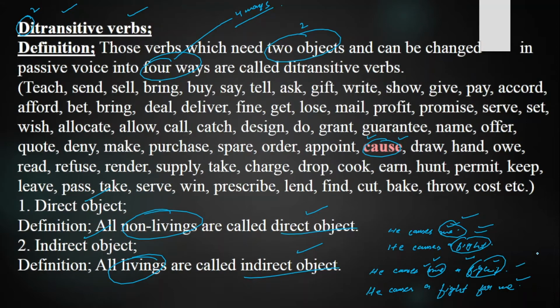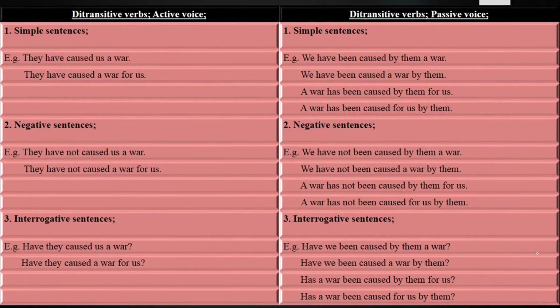Now the main target is how we are going to change them from active voice into passive voice. We have got today the present perfect tense, for those actions which were in progress in the past and have a result in the present. And we have the simple sentences, those sentences which make a simple statement. They have caused us a war, they have caused a war for us. These are the two ways in active voice.